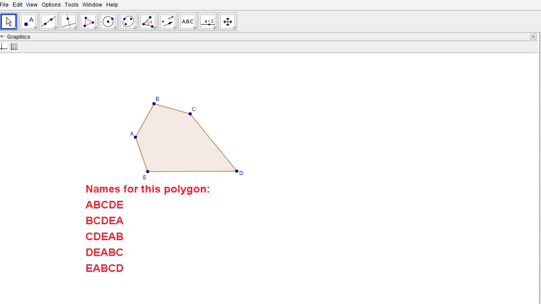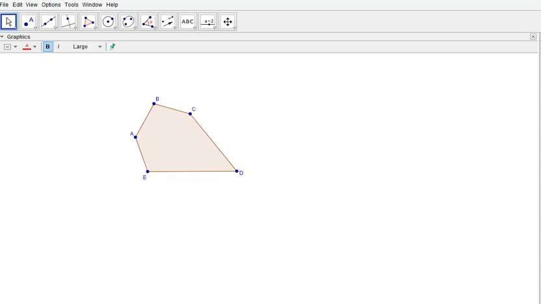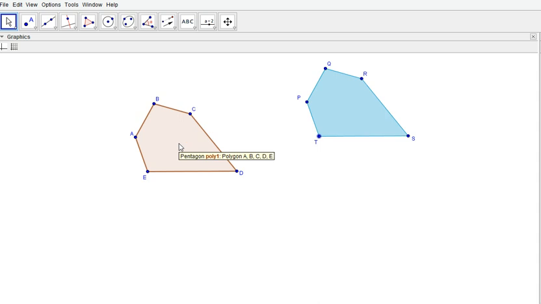And now we're going to look at something else. We're going to talk about polygon congruence. For example, suppose I had this other polygon sitting up here. I say, okay, this is PQRST or QRSTP or RSTPQ or, and you get the picture. Now I want to know if this polygon is congruent to ABCDE. It looks like it might be, right? So let's see. Watch what happens when I do this.